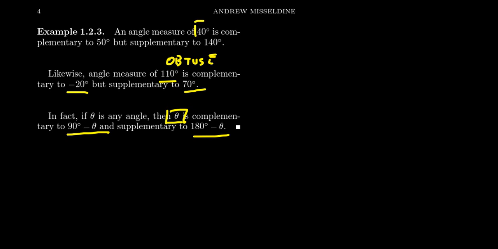The first angle, 40 degrees, of course, was an acute angle because it's less than 90 degrees. If you have an acute angle, its complement will be acute, its supplement will be obtuse. So 140 is larger than 90 degrees. If, on the other hand, you have an obtuse angle, its complement will actually be negative, and its supplement will in fact be an acute angle as well.